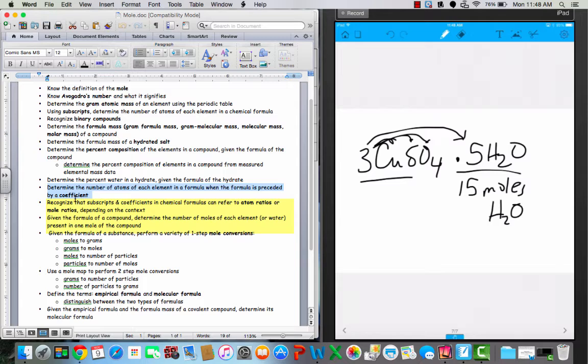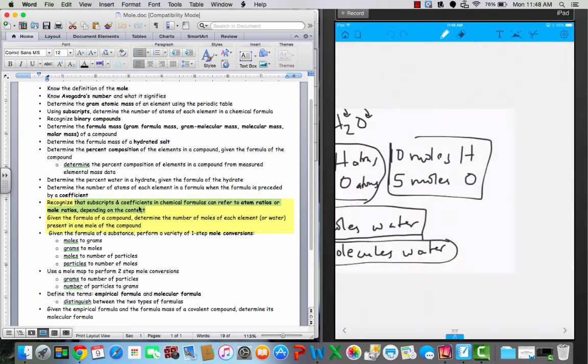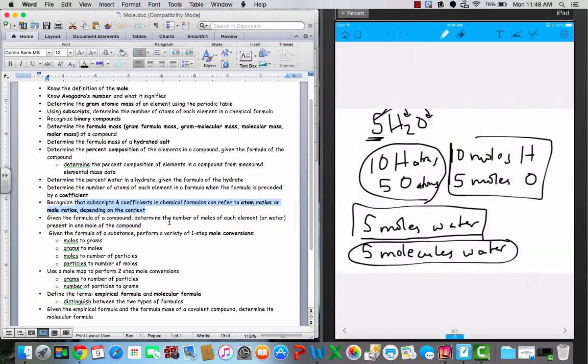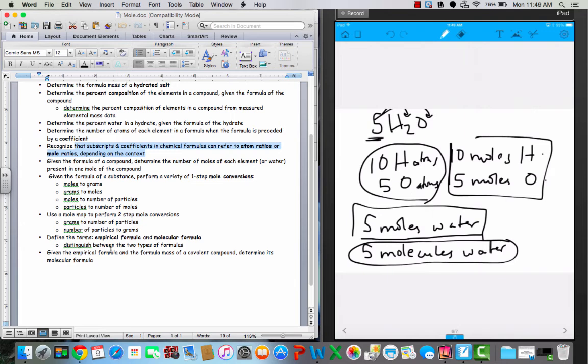So this was subscripts, coefficients can refer to atoms or mole ratios. That's what we just did on this last slide. Given the formula of a compound, determine the number of moles of each element. So again, that's talking about 10 moles versus 5 moles. And the bottom thing, we're going to have a whole different slide, a review thing for the conversions.